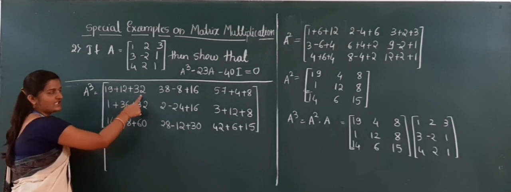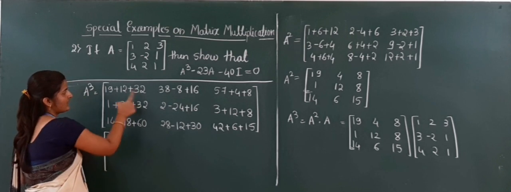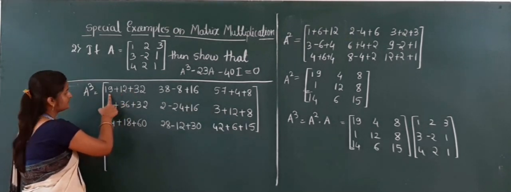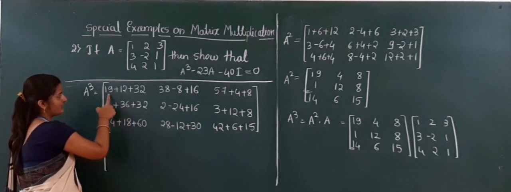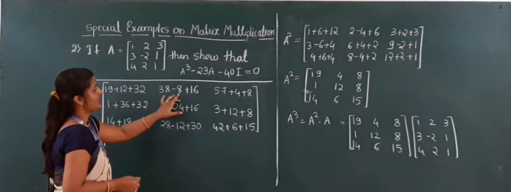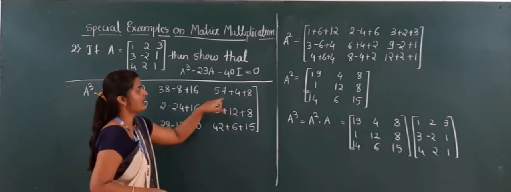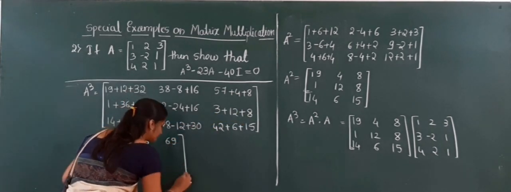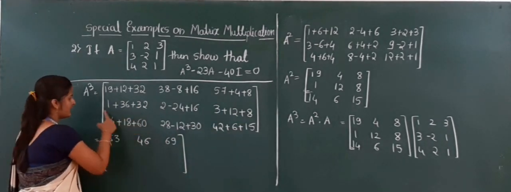19 plus 12 plus 32. What will you get? 19 plus 12 plus 32 is 63. Okay. 38 minus 8 plus 60 is 90. Next, 57 plus 4, 61. 61 plus 8, 69. Next, 36 plus 32, 68 plus 1, 69.